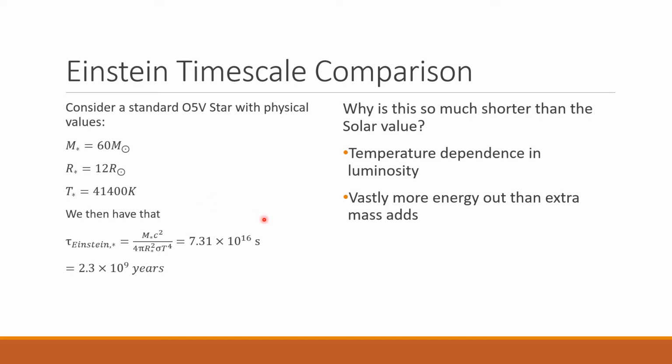Now it has more mass, so shouldn't it have more energy to radiate? Well, yes, that's true. However, note here that we have a T to the 4 dependence in the denominator and a significantly higher temperature in this O star. Right, 41,000 is smashing our 5,600 Kelvin sun. So we have a T to the 4 dependence, a huge temperature difference, and that means what's going on physically is that even though we have more mass to convert to energy, we are sending it out so much more as luminosity than the sun could. So we're basically just blowing it out of the water in that part.